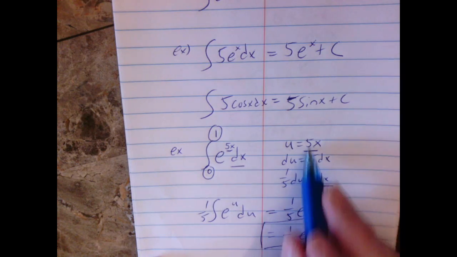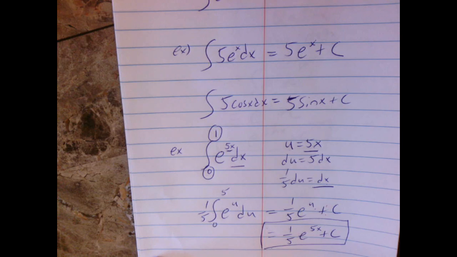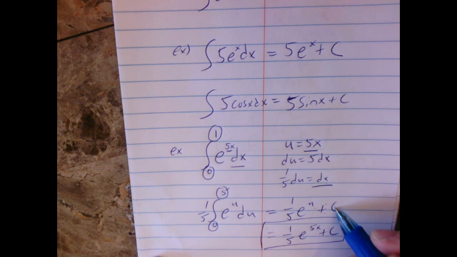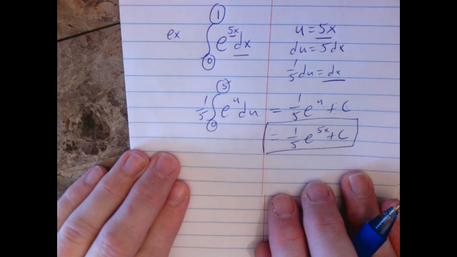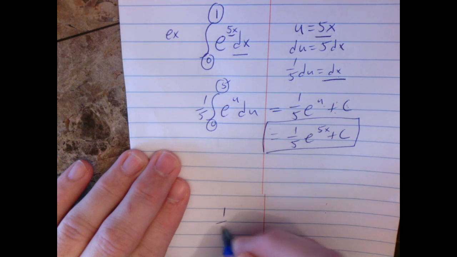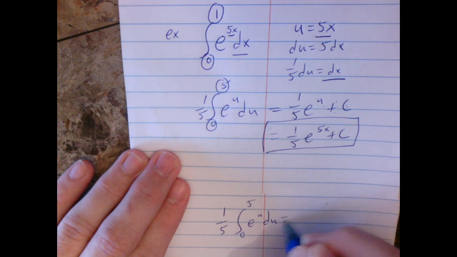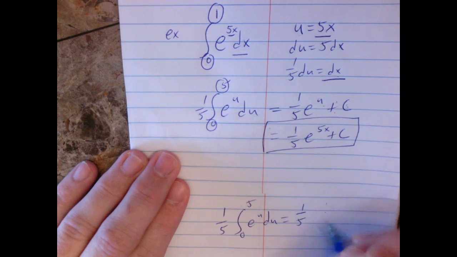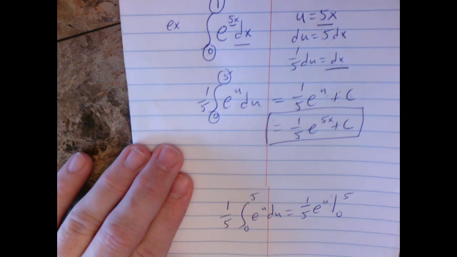So if x is 0, u is 0. If x is 1, u is 5. So we would actually be plugging in 0 and 5 to get our values. We wouldn't need the plus c. Okay, so I'll do it here. I'll do it right underneath. So this turned into 1/5 from 0 to 5 of e to the u du. So instead of needing to do the general antiderivative, I would do the antiderivative evaluated from 0 to 5. Okay, I wouldn't need the plus c in this example.